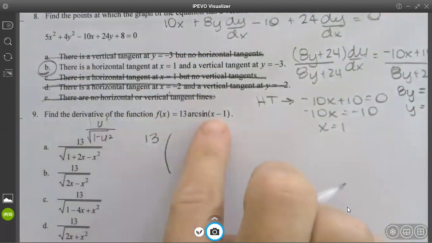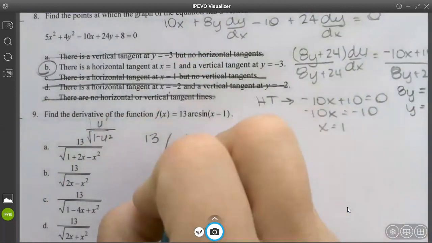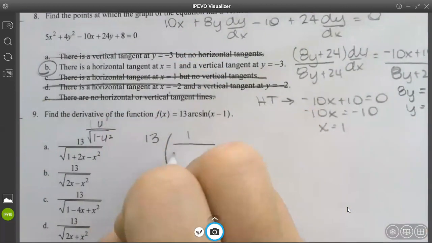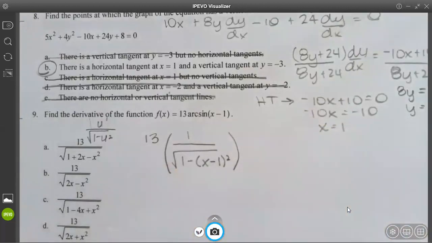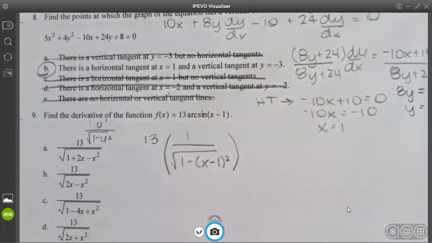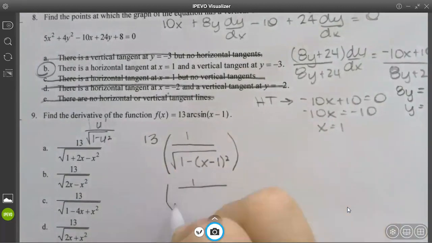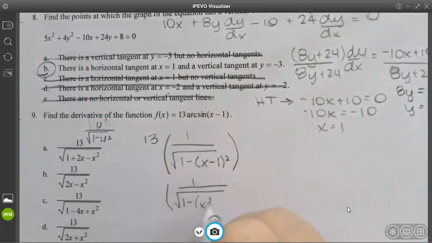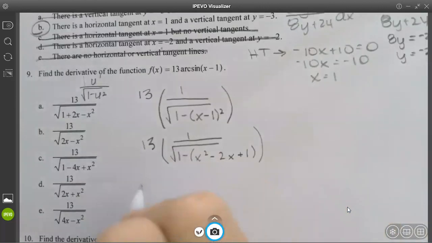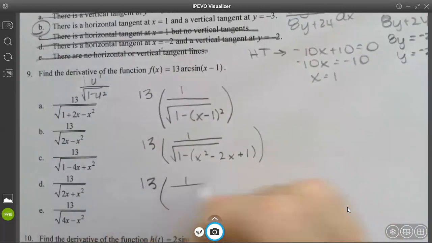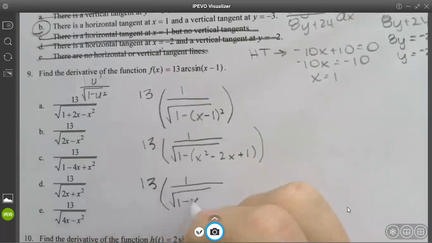All right, so u prime, what's the derivative of x minus 1? 1 over the square root of 1 minus x minus 1 squared on the bottom. x minus 1 squared is x squared minus 2x plus 1. And then clean that up. 1, distribute your negative, minus x squared plus 2x minus 1.